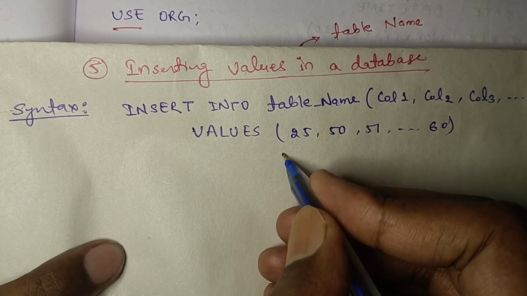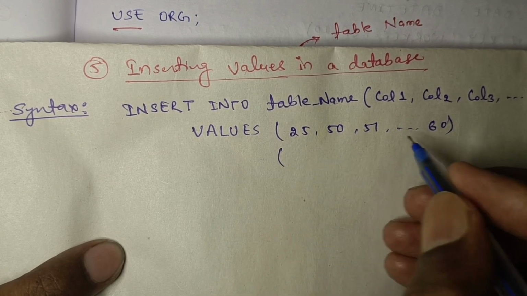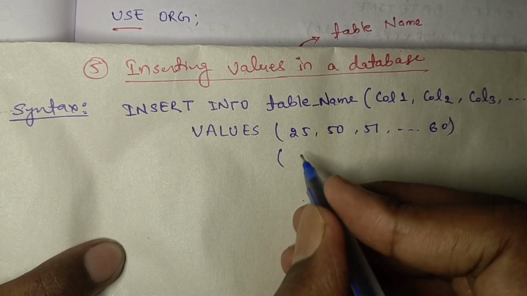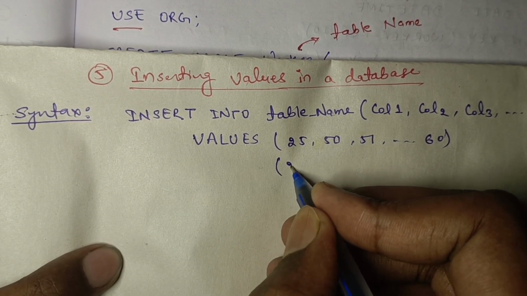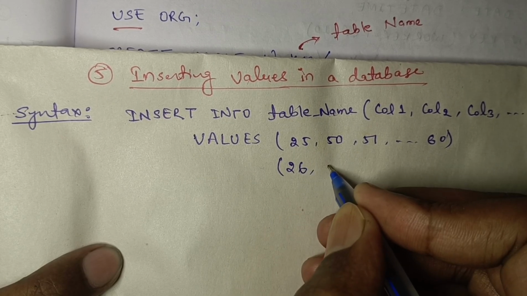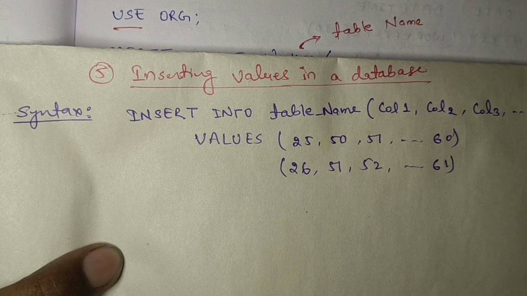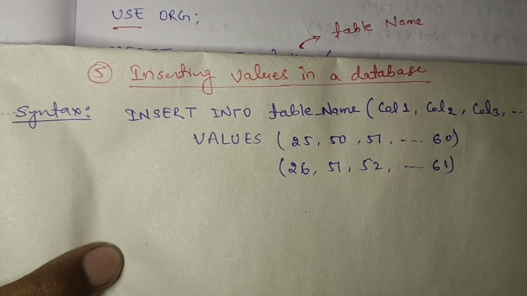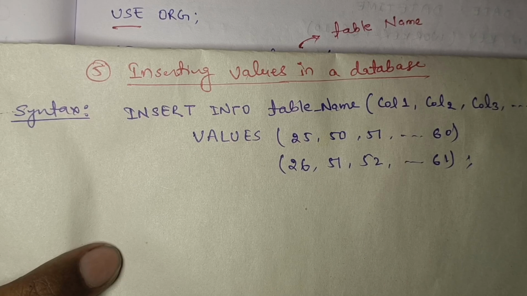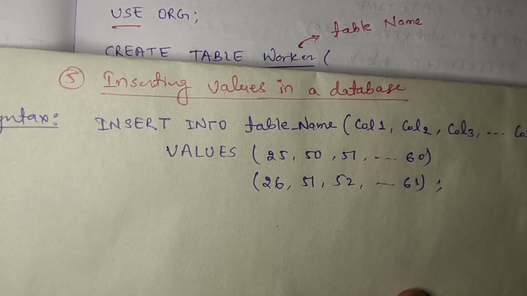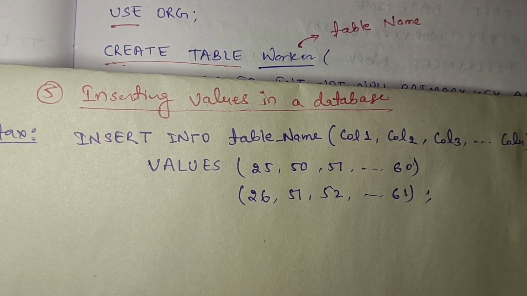Now if you want to make a second row, the first row contains this data 25, 50, 51, 60. If you want to make the second row, then we enter again the values 56, 51, 52, any random value according to your choice. This is only for the example, and at last we can end it by a semicolon. So this is our syntax. Now we see the example of how we can insert our values in a database.